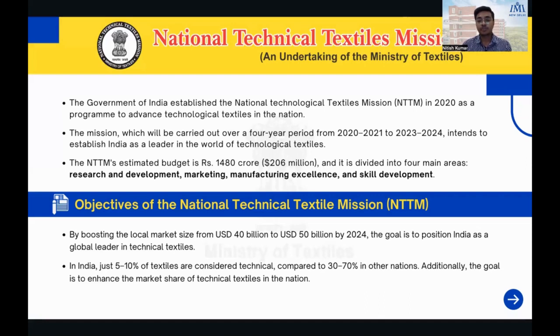Finally, the mission will focus on utilizing technical textiles in various flagship missions and programs, particularly in critical industries. These objectives demonstrate the government's commitment to the advancement of the technical textile industry in India and boosting the country's global competitiveness.